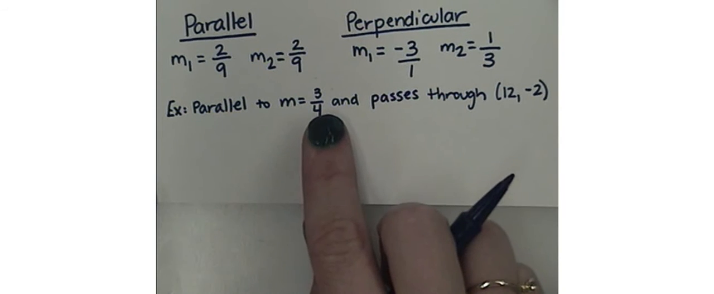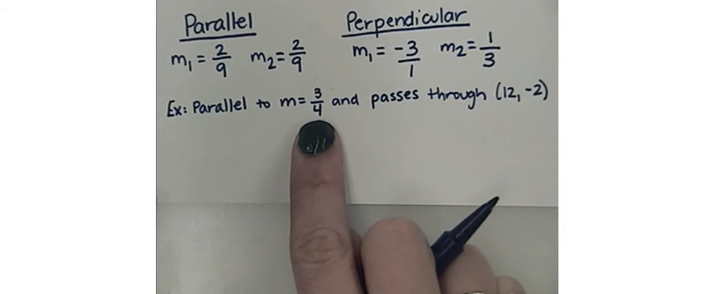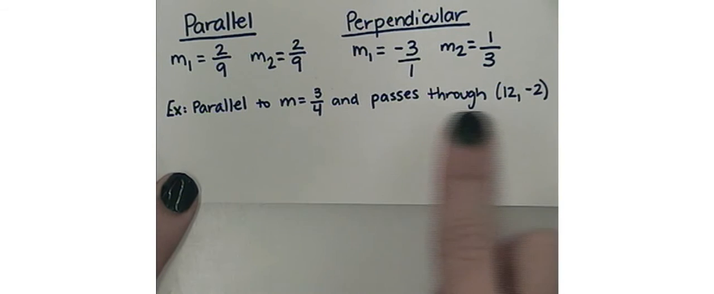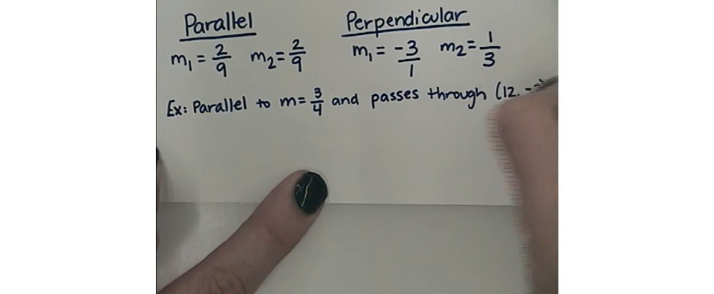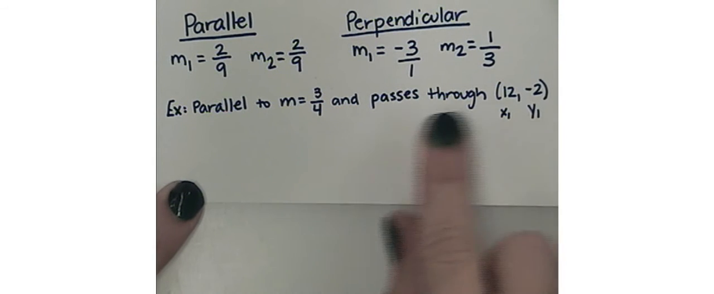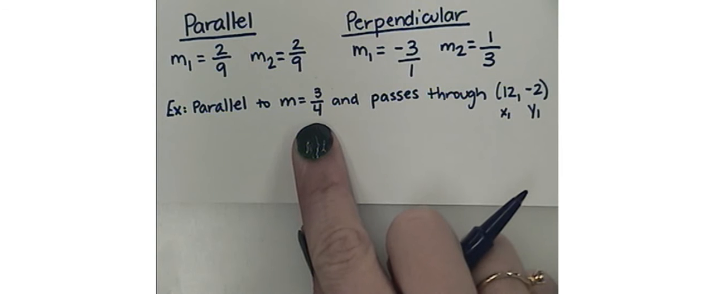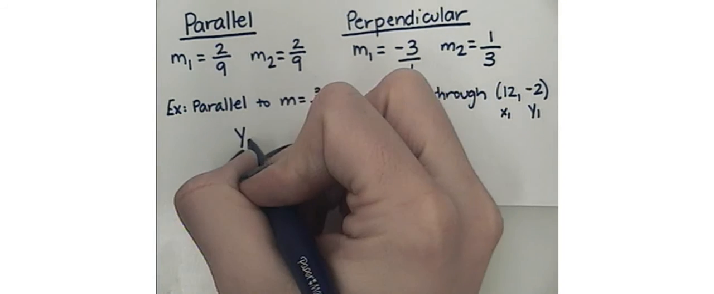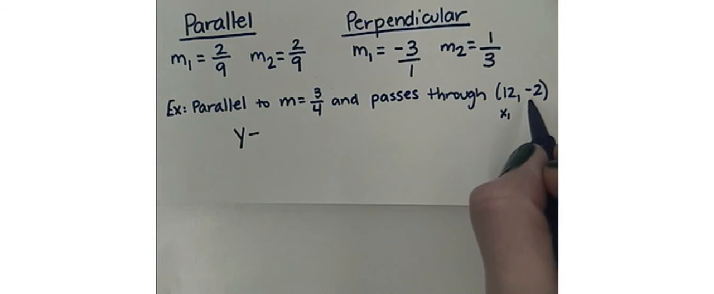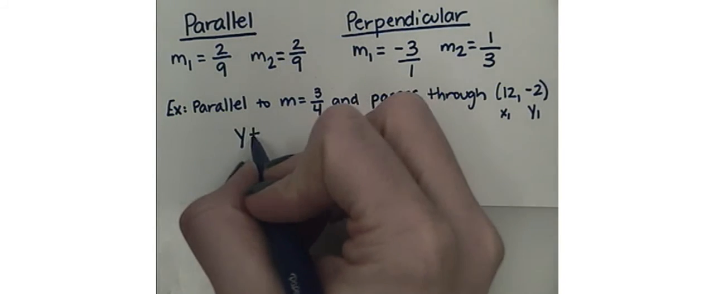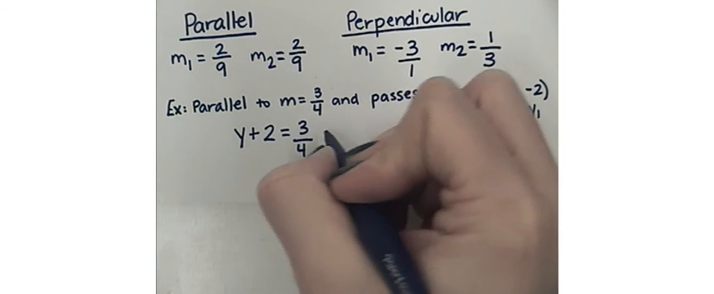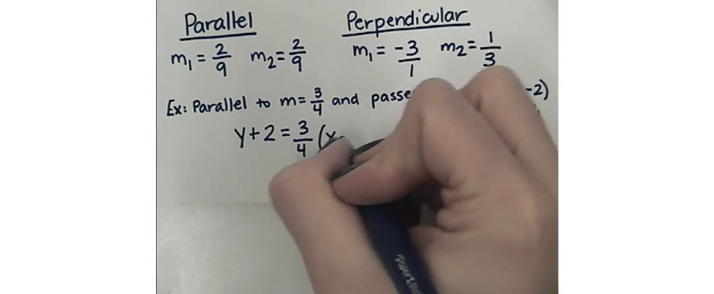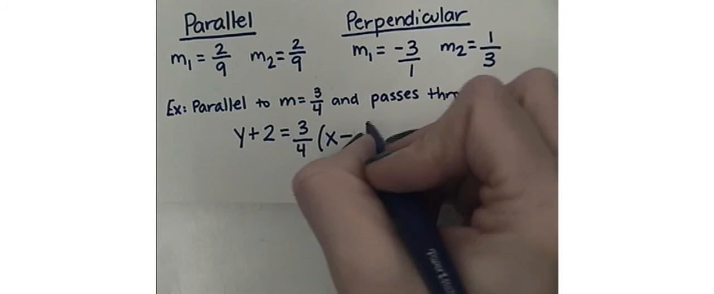So if it's parallel to this slope, 3 over 4, my new slope is going to be 3 over 4. And it goes through this point, so this is my x1, y1. So I'm going to write it in point slope form, which is y minus my y1, which is -2, but 2 negatives make a positive, equals same slope because we're parallel, parentheses, x minus my x1 value, which is 12.